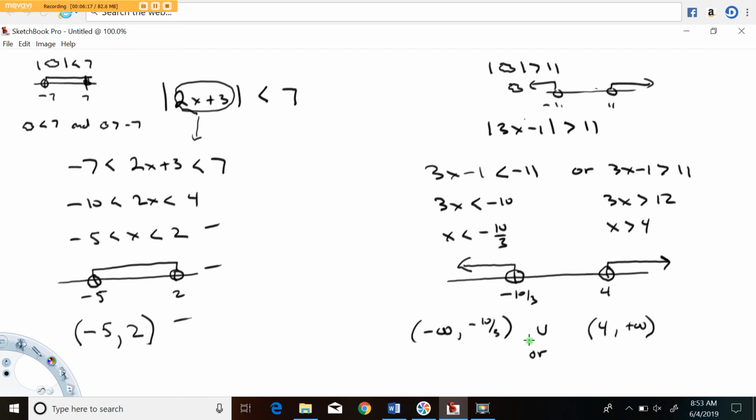So there are a pair of inequalities with absolute values. I hope that this helps you understand how to solve these.